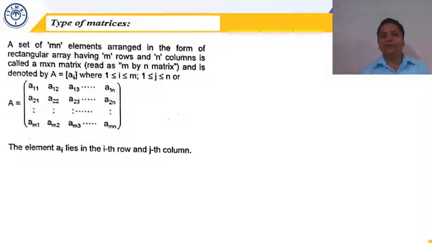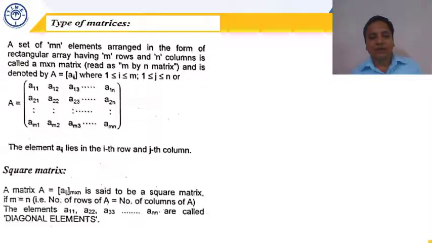Moving further, types of matrix. Square matrix. If the number of rows becomes equal to the number of columns, we say it's a square matrix. If they are not equal, it's a rectangular matrix. But when the number of rows and columns become equal, we name them a square matrix.